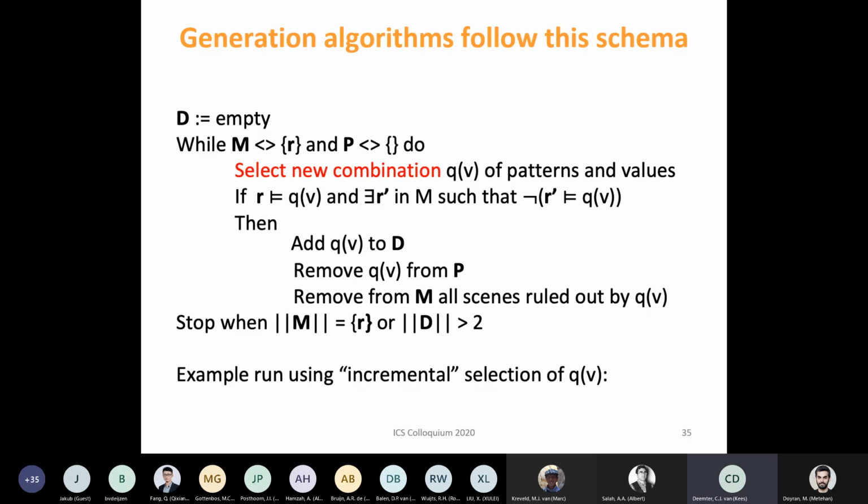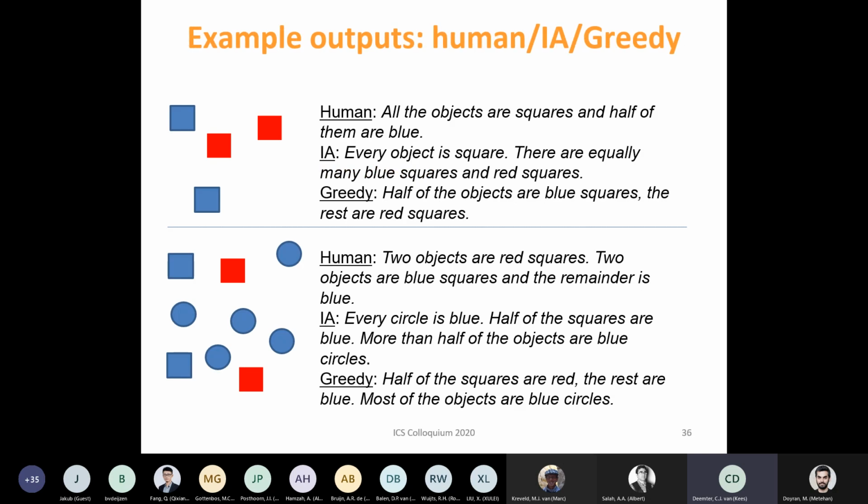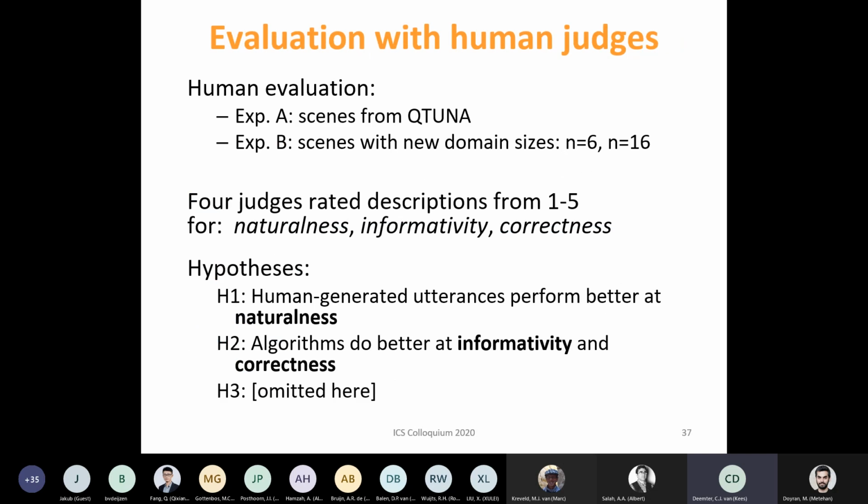I don't have time to really look at the pseudocode of the algorithm, but I think the general idea should be clear at this point. Here you see some examples of human produced descriptions versus algorithmically produced ones. So the incremental one and the greedy one, and you start to see what wealth of variations are possible.